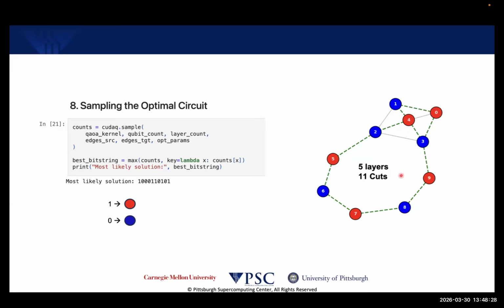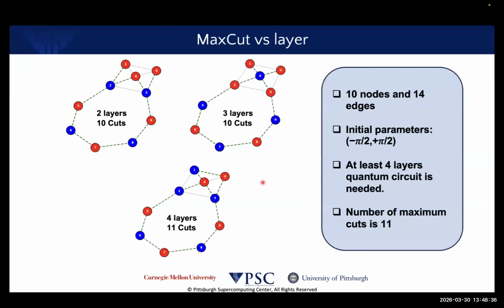For this calculation I have used 5 layers, but we can even converge this result with fewer than 5 layers. These are the results for different layers. I have used the initial parameters from minus pi over 2 to plus pi over 2. And we can see that at least 4 layers of the quantum circuit are needed to converge the result to 11 cuts.